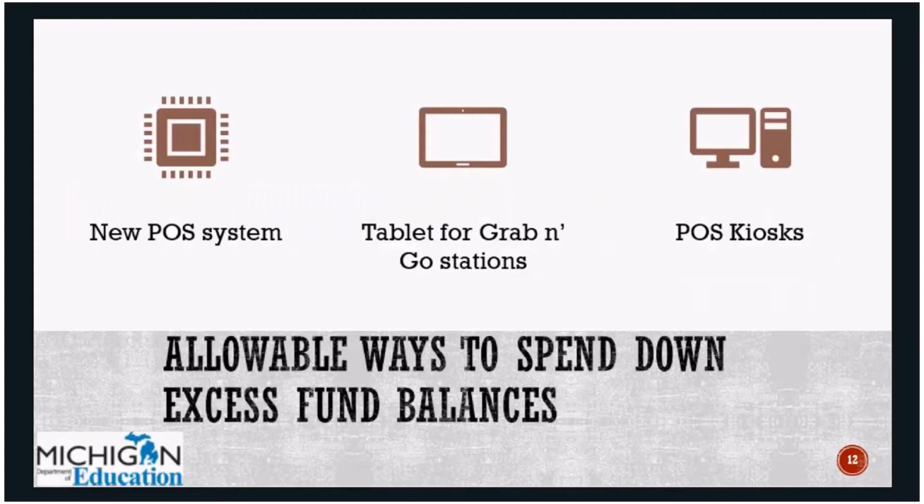Updating point of sale systems are other allowable ways to spend down excess fund balances. That includes new hardware and new POS software, also adding more point of sale locations or alternative POS types like kiosks or tablets are allowable. This helps to improve speed of service, could increase sales, and could result in needing additional staffing to help spend down those funds.